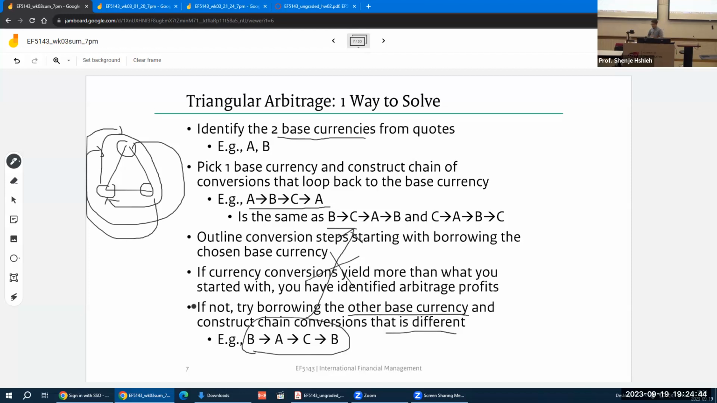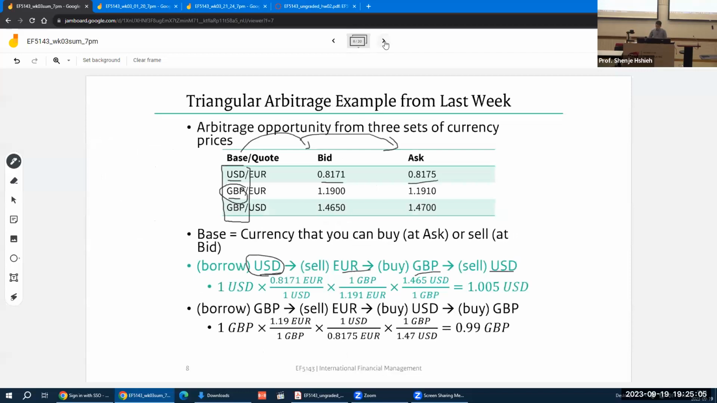I'll get to that in a bit, but that's why I start with the base currency: if you start with the base, the intuition should be clear. I'm trying to take the foreign currency and sell it at as high a price as I can, and then buy it back at a low price, right? Okay, so hopefully that makes sense.